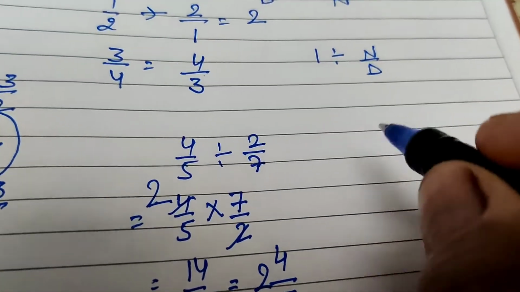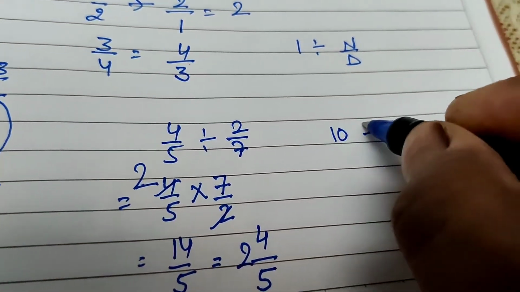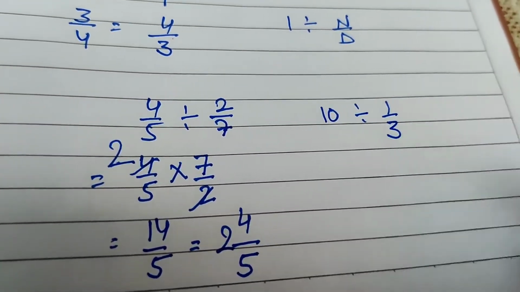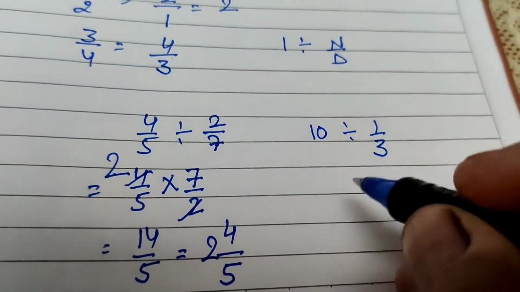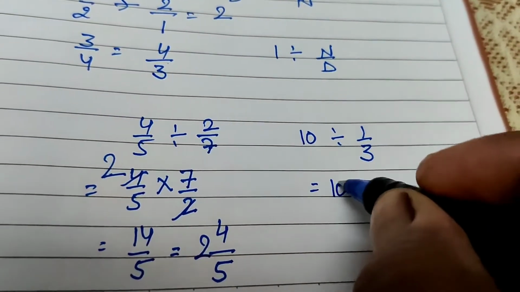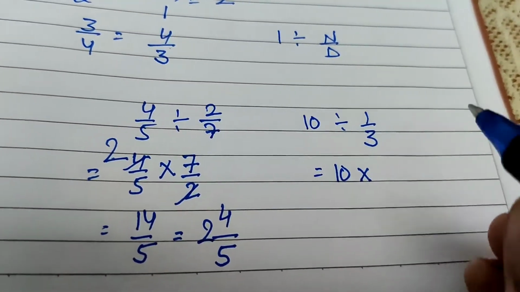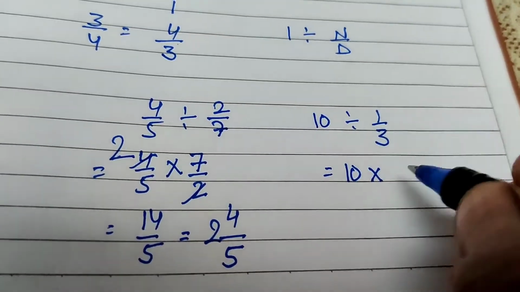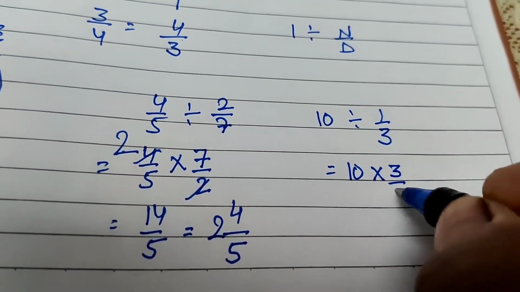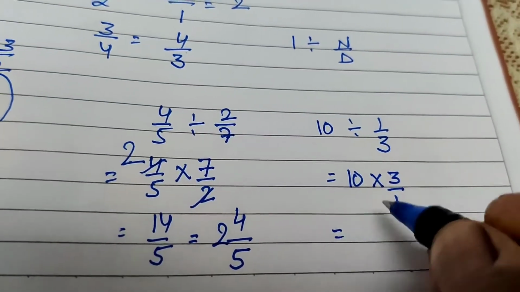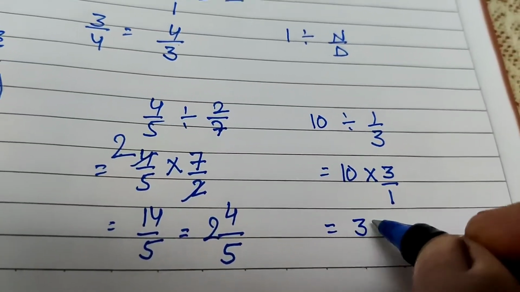Okay. If a single number, 10 divided by 1 by 3. 10 is divided by 1 by 3. The first number as usual. Convert division into multiplication. And the reciprocal of this number. You will get 10 into 3, 30.